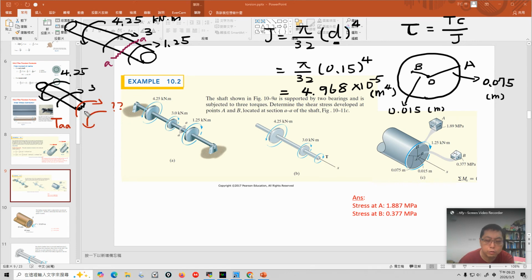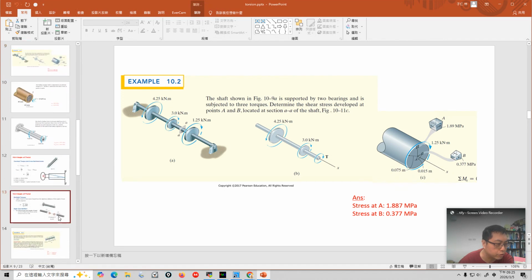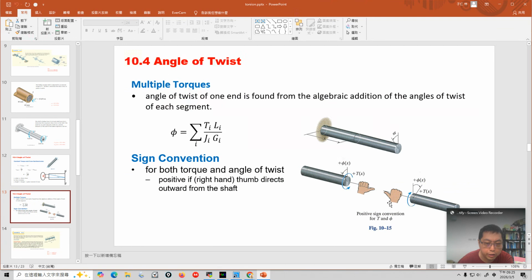Okay, so we need to use, like what I said at the beginning of this video, the sign convention. Okay, the sign convention, we use this sign convention here. I think it shows in this slide. The sign convention is to use the right hand rule.